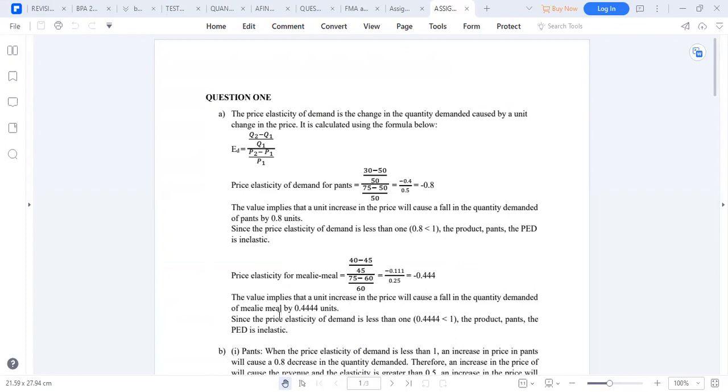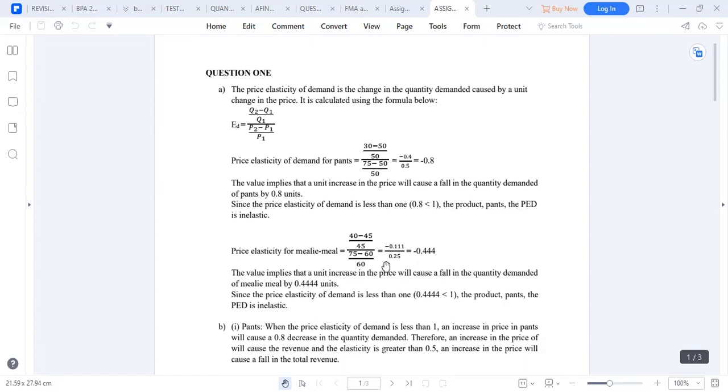So it means that yes, by increasing the price, you lose demand. A 1% increase in price will result in a 0.44% decrease in quantity demanded. So since it is 0.44, which is less than 1 in absolute value, the product is inelastic. So not very sensitive at all as well.